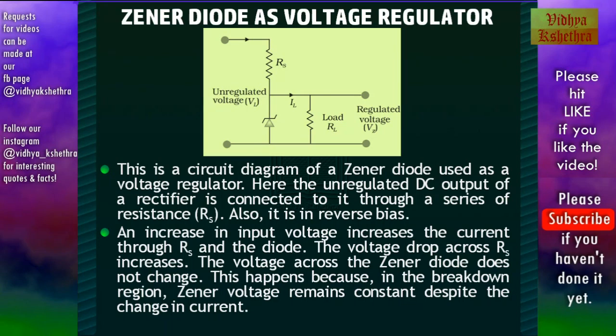If a decrease in input voltage occurs, the current across RS decreases, and the current across the Zener diode also decreases. The voltage across the Zener diode does not change. This is what happens in the case of a decrease in input voltage. Thus, the Zener diode helps in regulating the voltage, that is, keeping the voltage at a constant value.